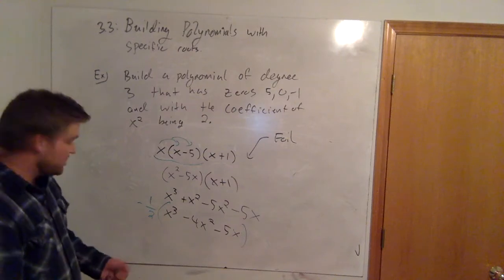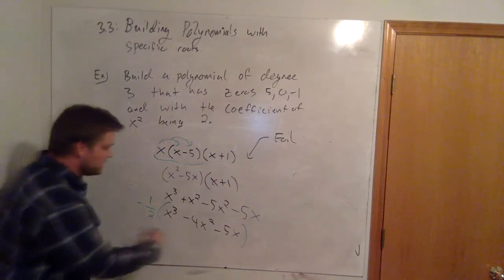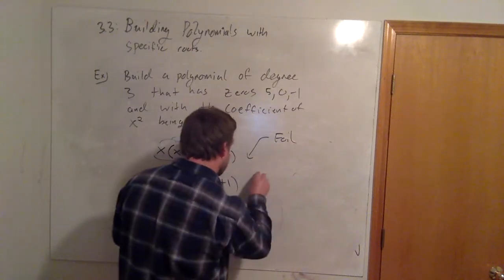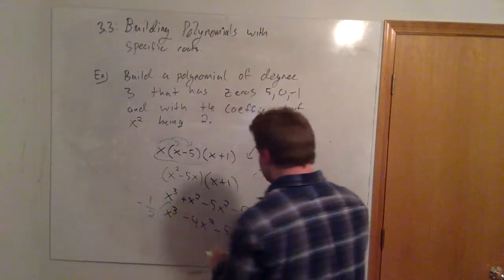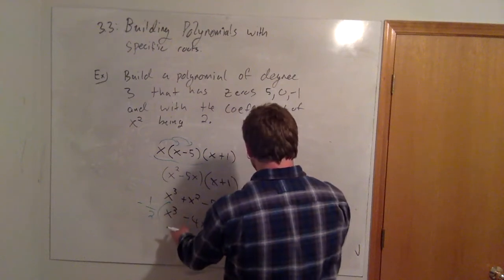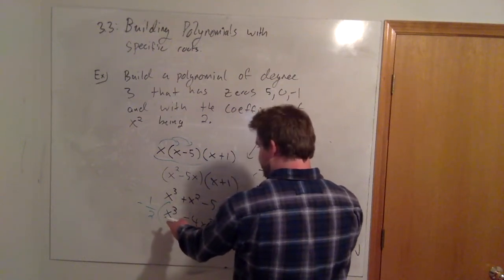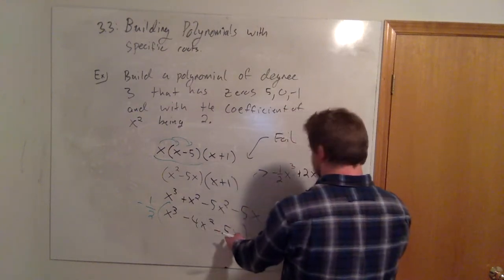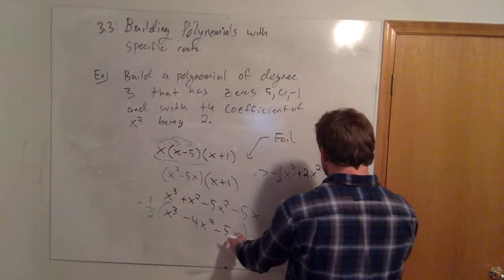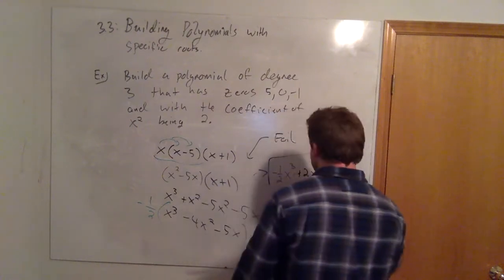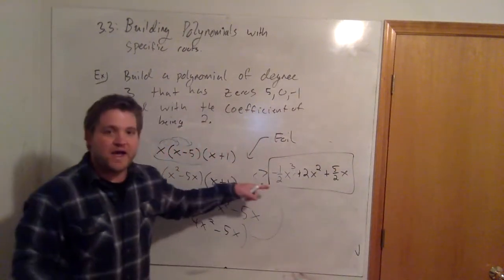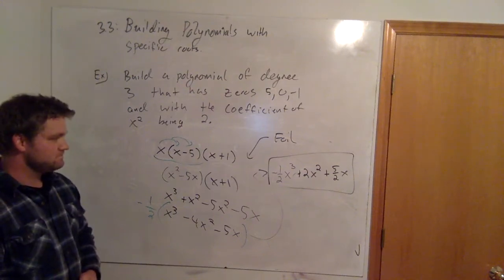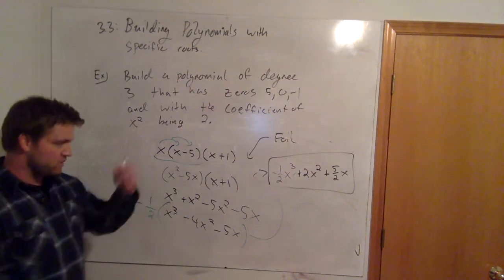And we're finished. This is the polynomial. You could leave it like this. You could distribute in the negative 1/2. Sure, why not? But now we could go tell our boss that negative 1/2 times x cubed plus 2x squared plus 5/2 x. We say, hey boss, this is the polynomial you asked for. I want a raise. And that's how we construct this polynomial.